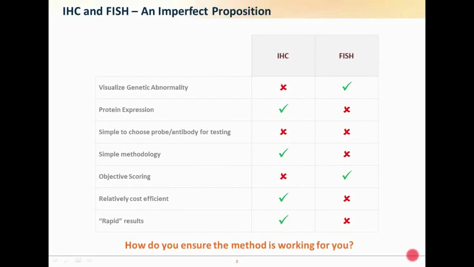IHC, I'd say, is easier and simpler to set up, but then the scoring is much more difficult. So you do need a much keener eye and a much more experienced eye to actually subjectively score what you're looking at. And FISH is the other way around, where it's much more difficult to set up initially, but once it's set up, the scoring is much more binary. You can see, it's much more yes or no.